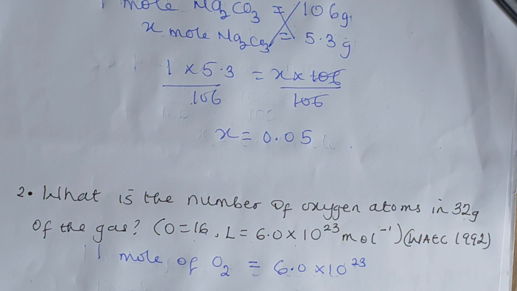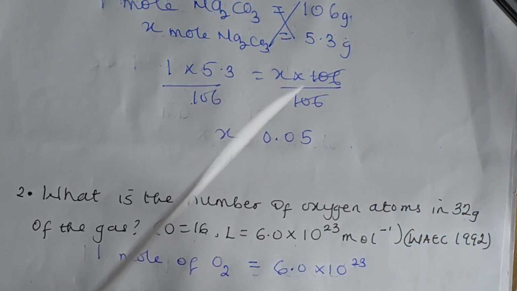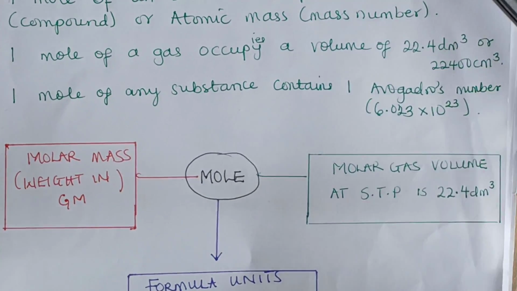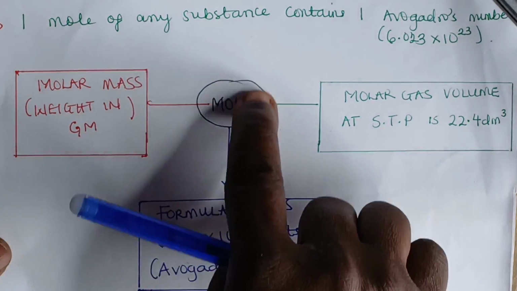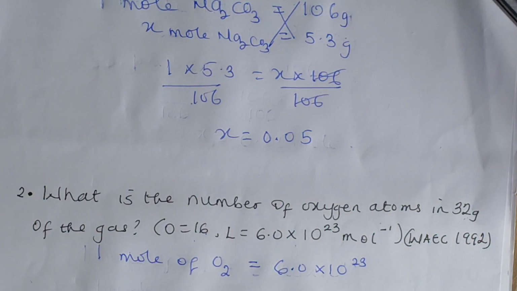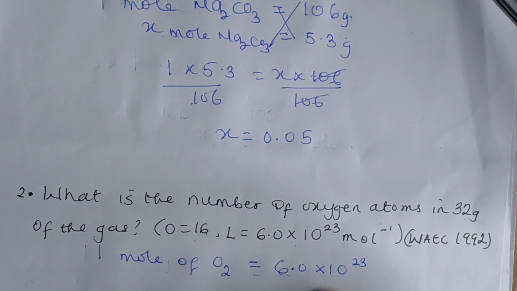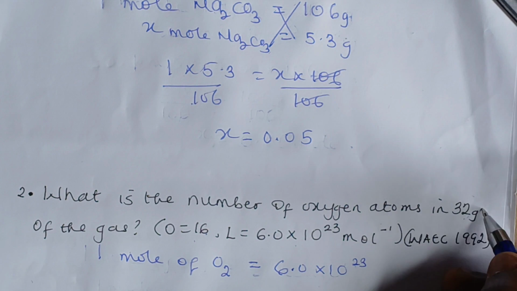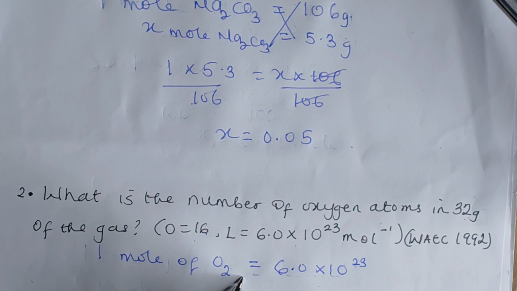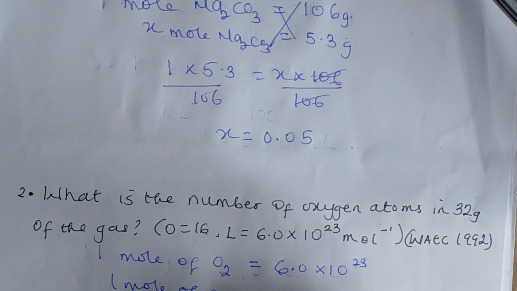1 mole. Back to this table. The mole contains 1 Avogadro's number. So 1 mole of oxygen contains 1 Avogadro's number. But what we are having here is mass. So we need to convert this mole to mass first. 1 mole of an element, oxygen, is its molar mass.